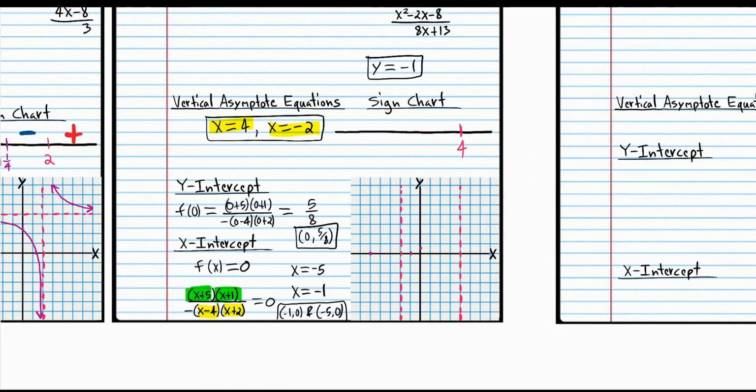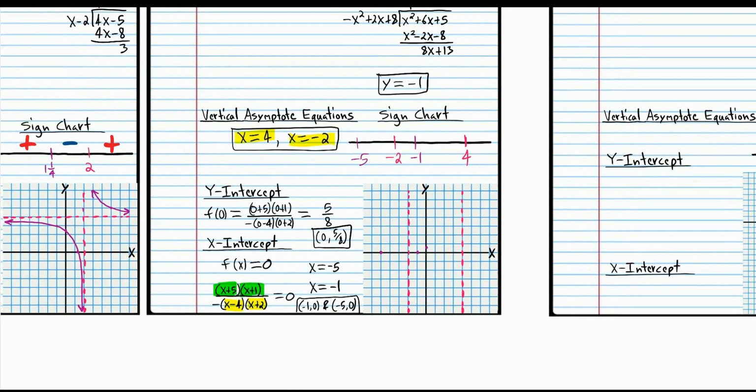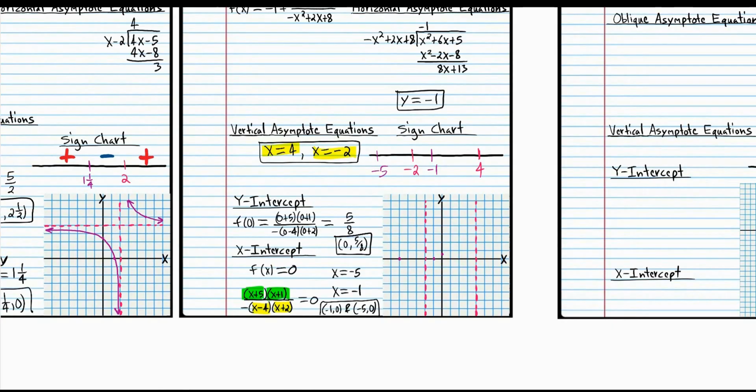So I'm going to mark those on our sign chart. And the x-intercepts -1 and -5. The spacing on your sign chart doesn't really have to be perfect. So it's really not that important. It's just to keep track of the sign of the y values in certain intervals. Okay, so let's plug in a value for the region at the far left. Let's plug in -6.